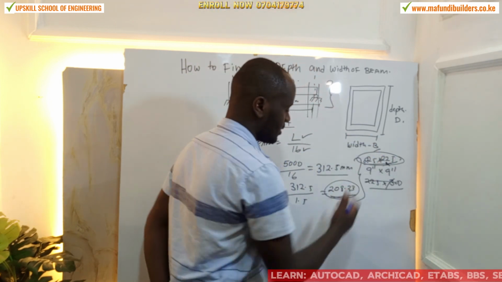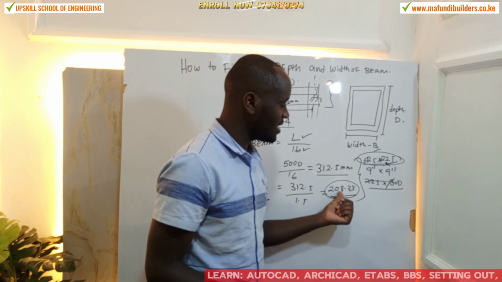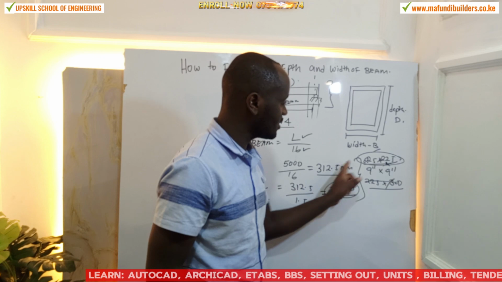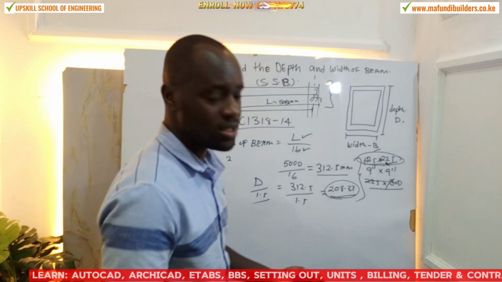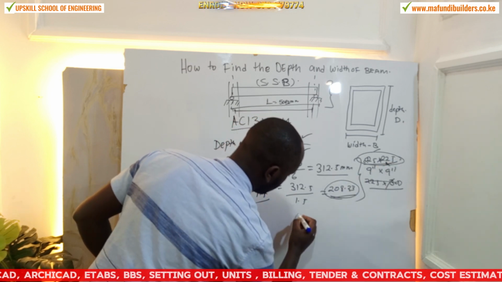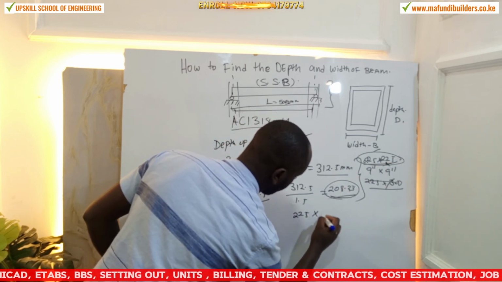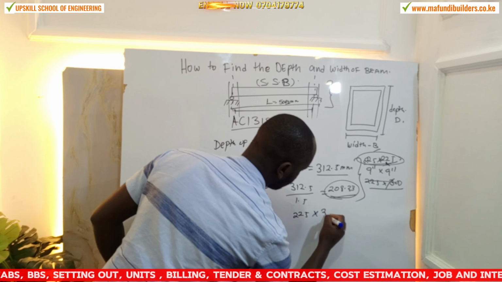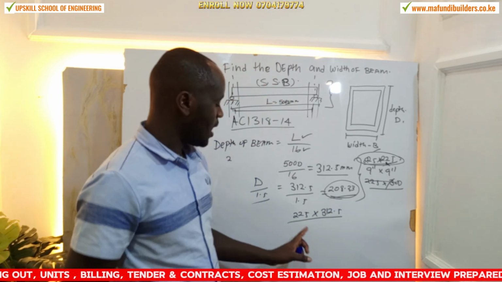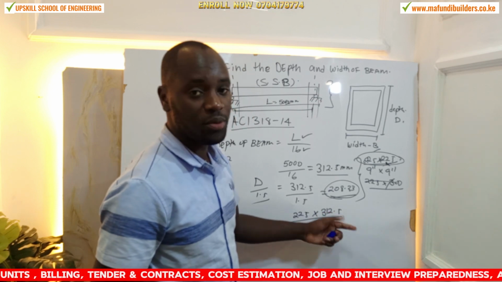In this case, you're not going to use 208 because it is less than the minimum. But when you look here, the depth is greater than the width, so that beam is okay. So our beam will be a minimum of 225 multiplied by this. That is the size of our beam, 225 by 312.5.